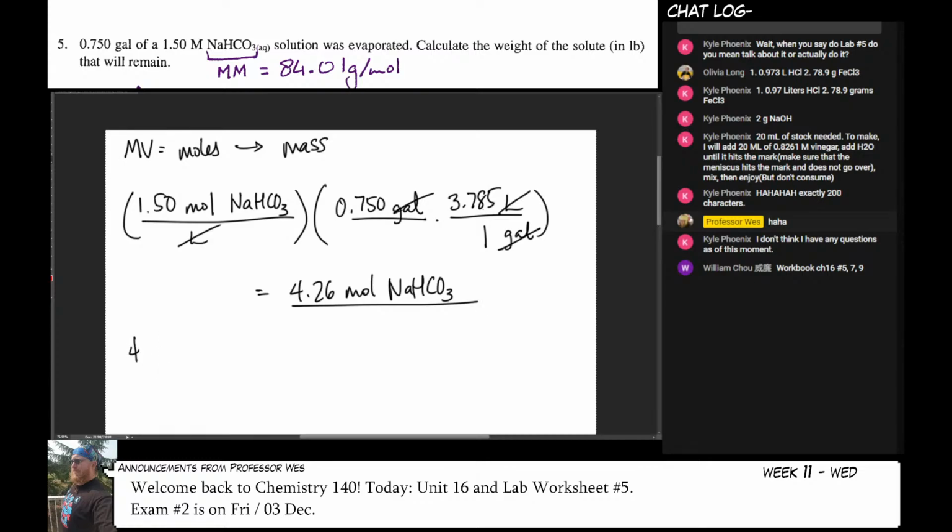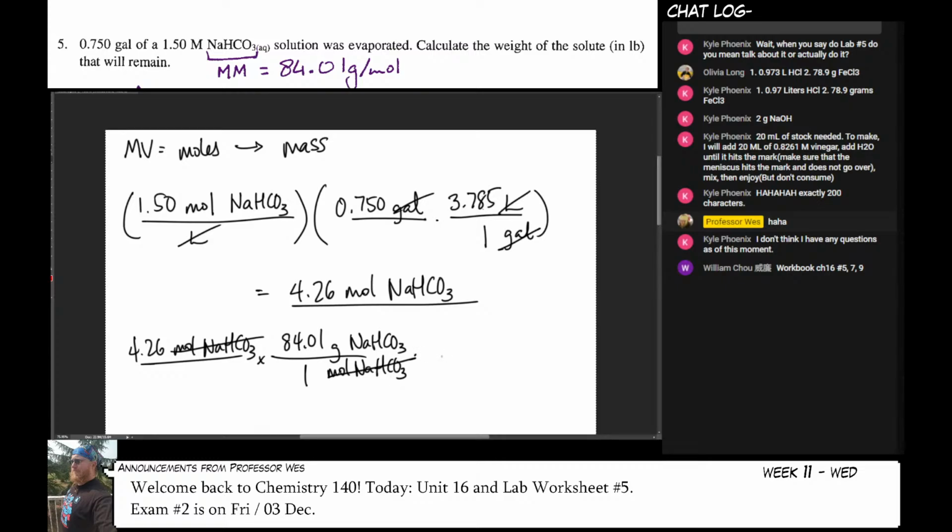And so now I can take that number and turn that into a mass. So moles of sodium bicarbonate to grams of sodium bicarbonate. How many grams are there per mole? Well, thankfully, Samita has already looked that up for us. There are 84.01 grams per mole. So this calculation, if I type this in my calculator, I would get 357.7 grams of sodium bicarbonate.